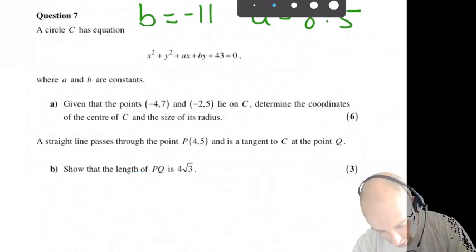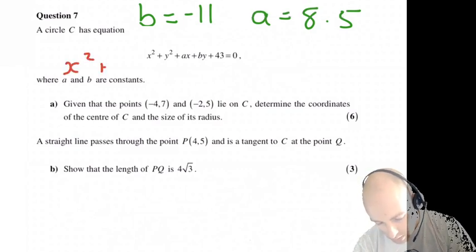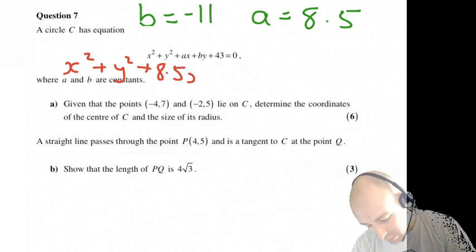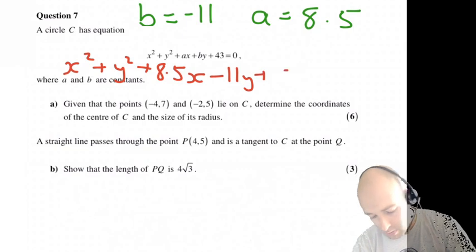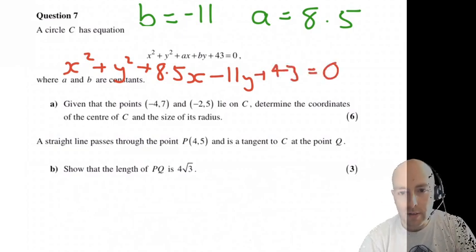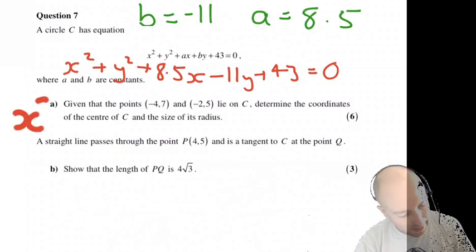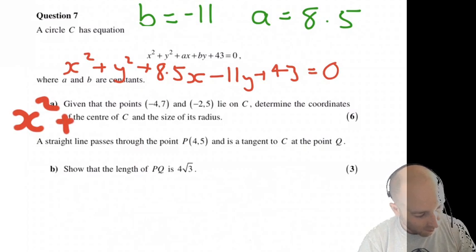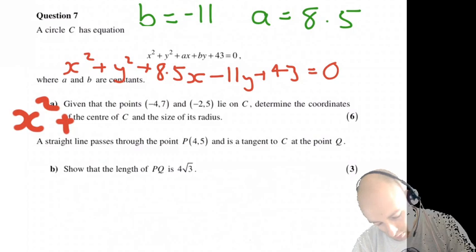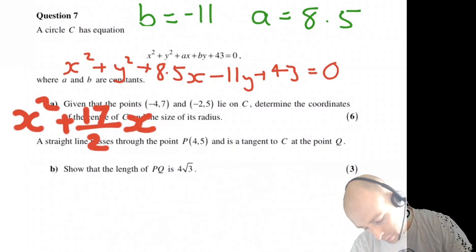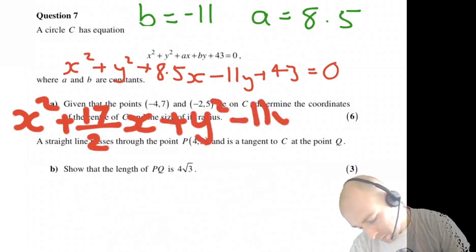So the circle now looks like this: x squared plus y squared plus 8.5x minus 11y plus 43 equals 0. Okay, so that's what I want to complete the square on. So I'm going to get my x's and y's together. So x squared plus 17 over 2 x, plus y squared minus 11y plus 43 is 0.